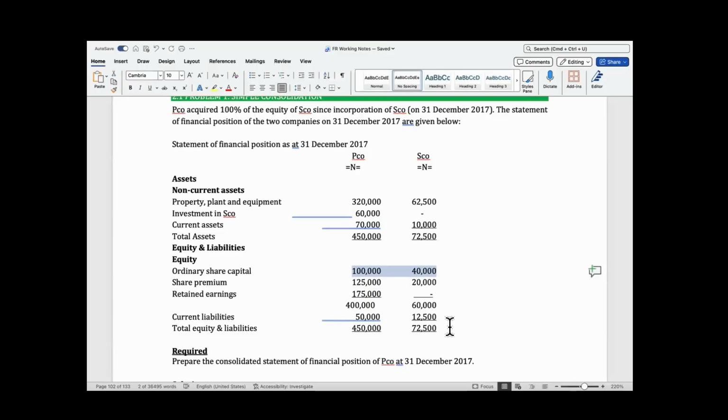Now, based on my explanation here, who can point out the similar item on these accounts of PICO and ESCO? Where is the similar item that is appearing in the books of PICO and is also the same thing in the books of ESCO, that is, transactions between one another? Can you see any? Good afternoon, sir. Hi, Olamileko. Yeah, investment in ESCO, the 60,000.